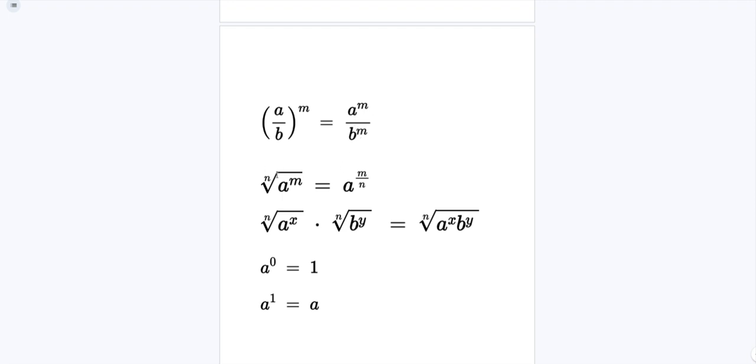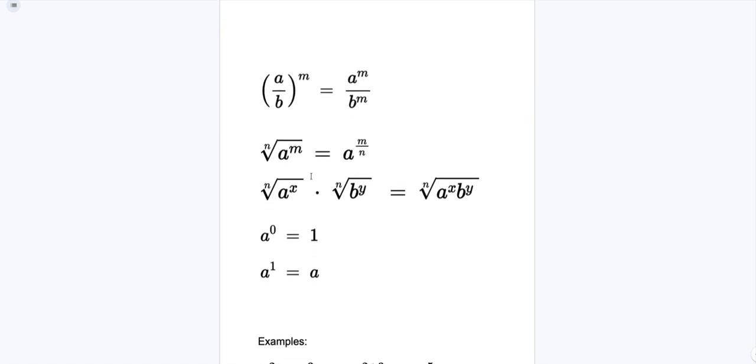When we have the n-th root and inside that there is a to the power m, that is an expression. By the rule, it says that should be a to the power m by n, so the root becomes the denominator now. And when there is the same root and inside there are different bases, we can combine them. So these both have the same root, which is the n-th root, so that gets combined as the n-th root of a to the power x, b to the power y combined.